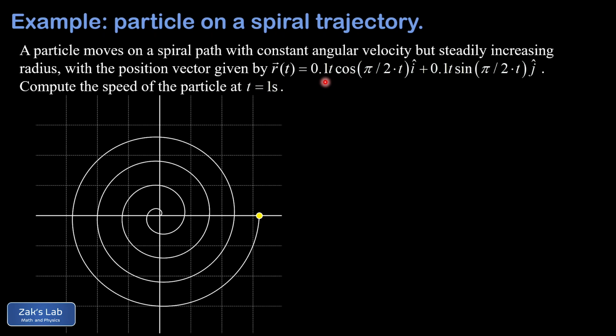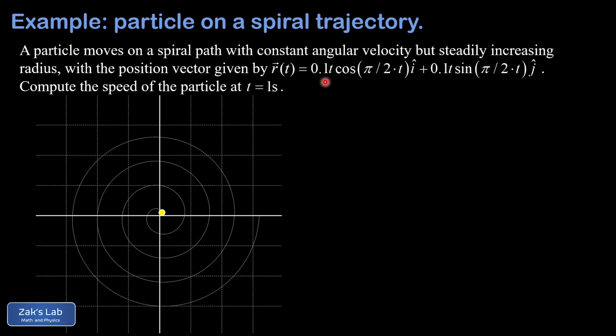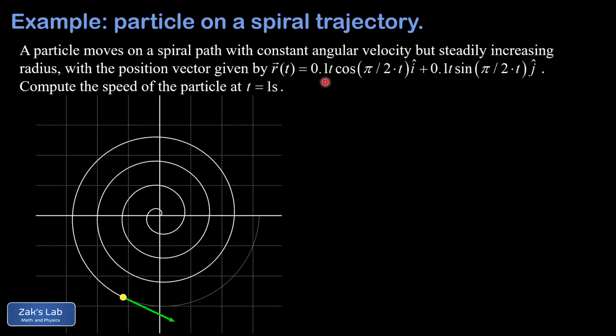So if we run an animation where the velocity vector is shown attached to the particle, that velocity vector is always tangent to the trajectory as usual, but we see that it's growing in magnitude as the particle moves farther from the center. So this is significantly different from uniform circular motion. Our speed must be increasing because the particle is constantly moving farther from the center, but always maintaining that same angular velocity of pi over 2 radians per second.